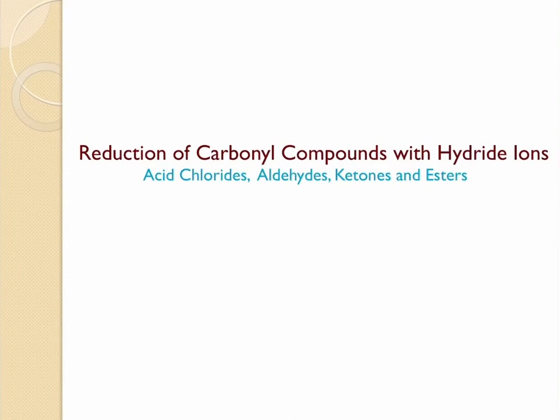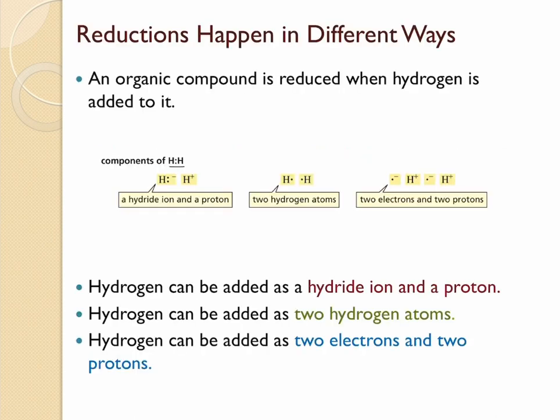Reduction of carbonyl compounds with hydrogen ions. In this section, we'll only talk about the reduction of acid chlorides, aldehydes, ketones, and esters. An organic compound is said to be reduced when you add hydrogens to it. And hydrogen can be added in different ways. For example, you can add them as hydride ion and a proton.